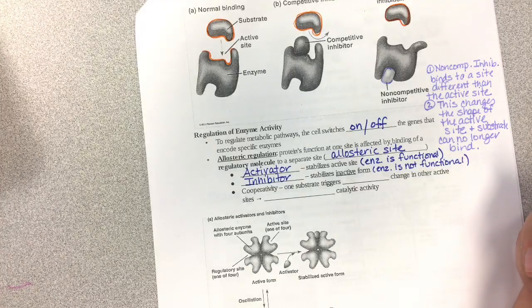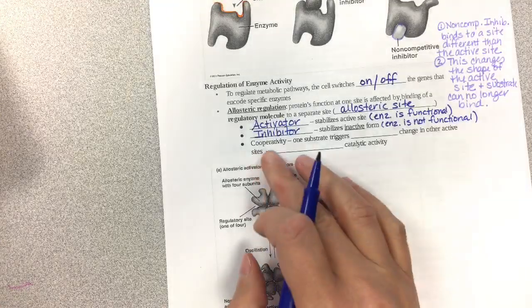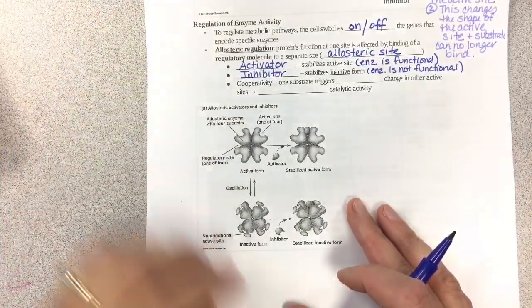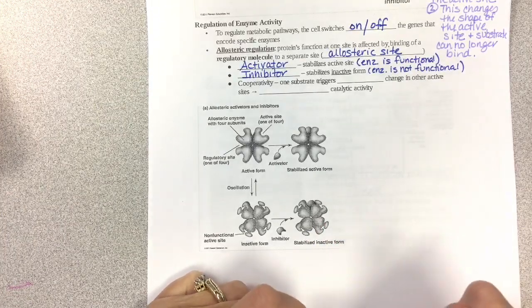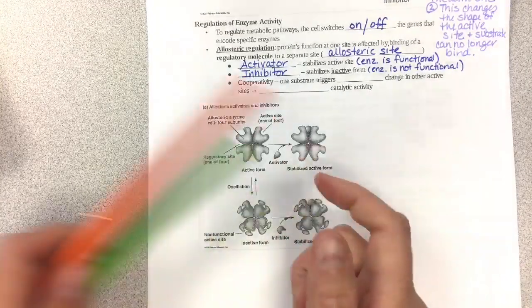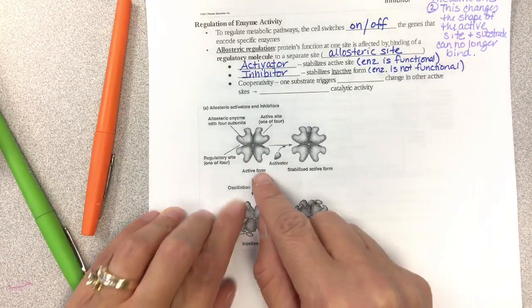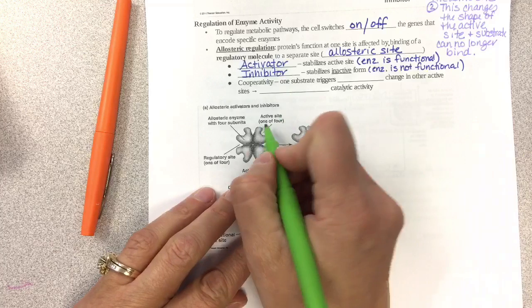Okay, so let me illustrate with this picture below. I'll come back to this bullet here in a second, but I want to illustrate this idea of activators and inhibitors with this picture. All right, so we're going to do some color coding. First let's just look at the enzyme itself. This is the enzyme in the active form. So we have active sites.